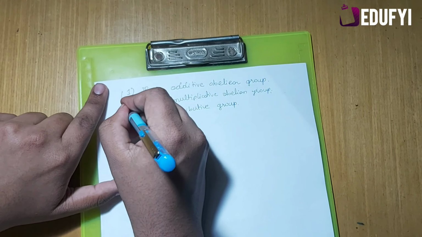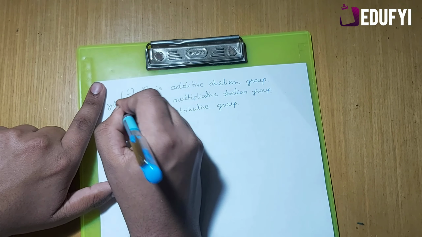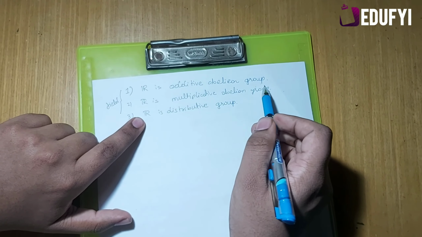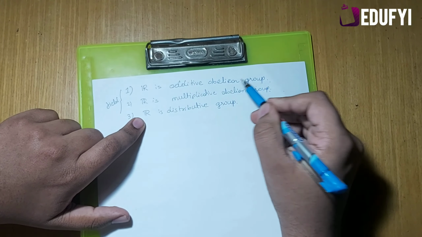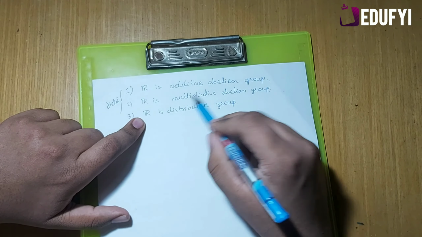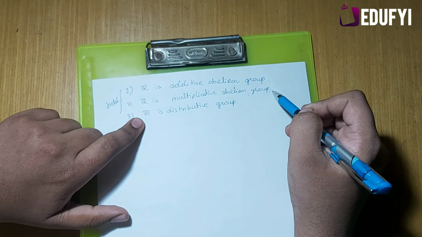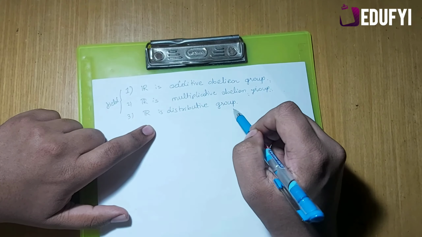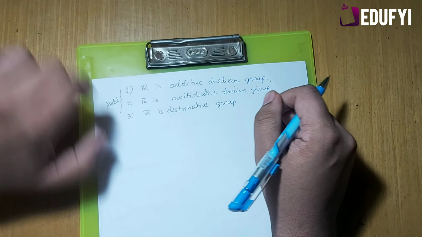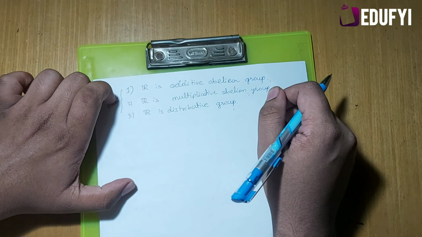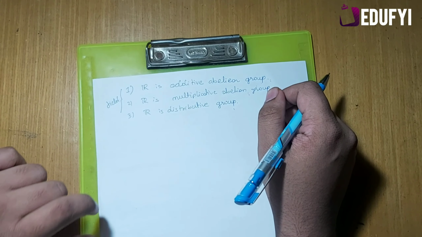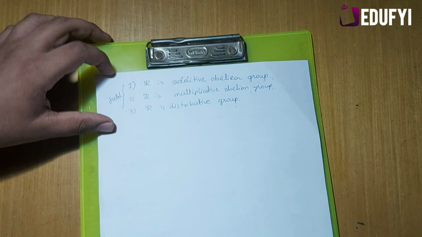If we prove this, then it is called a field. We can prove it as an abelian group, because you know group theory, so you can prove it as an additive abelian group. You can also prove it as a multiplicative abelian group. You can also prove it as a distributive group. Now I'll be doing this problem with respect to the ring and then proving it as a field. I'll tell you how.